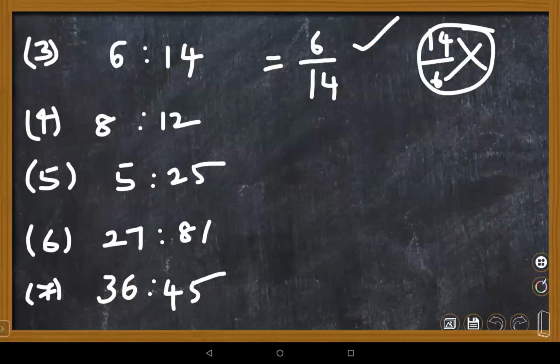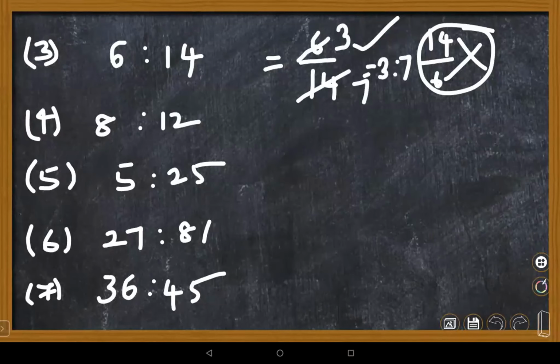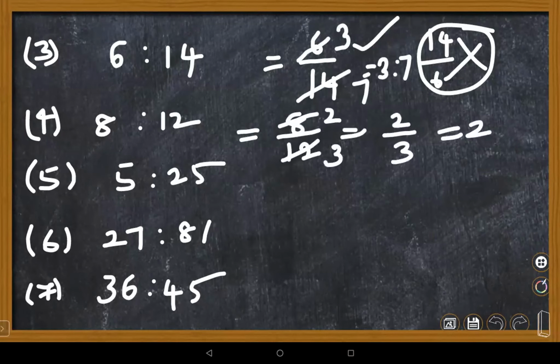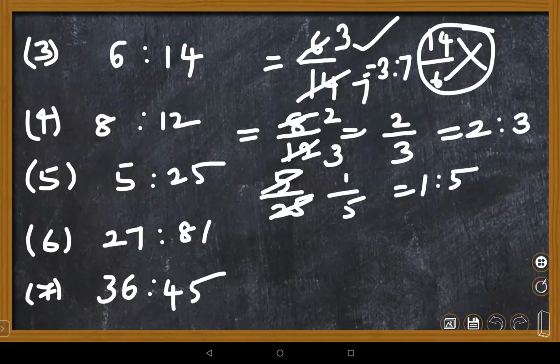6 by 14 will go in the 2 table. 2 threes are 6, 2 sevens are 14, so 3 is to 7. Same way 8 by 12 will go in the 4 table. 4 twos are 8, 4 threes are 12. 2 by 3 can be written as 2 is to 3. Then 5 by 25: both will go in. Very good, 1 is to 5. Wonderful. Next, 27 by 81. This will go in the 9 table: 3 is to 9.